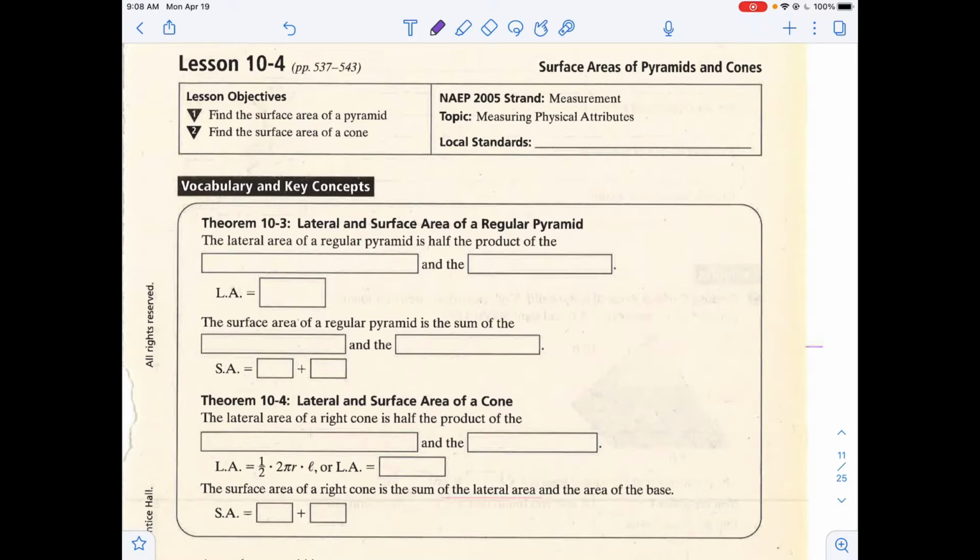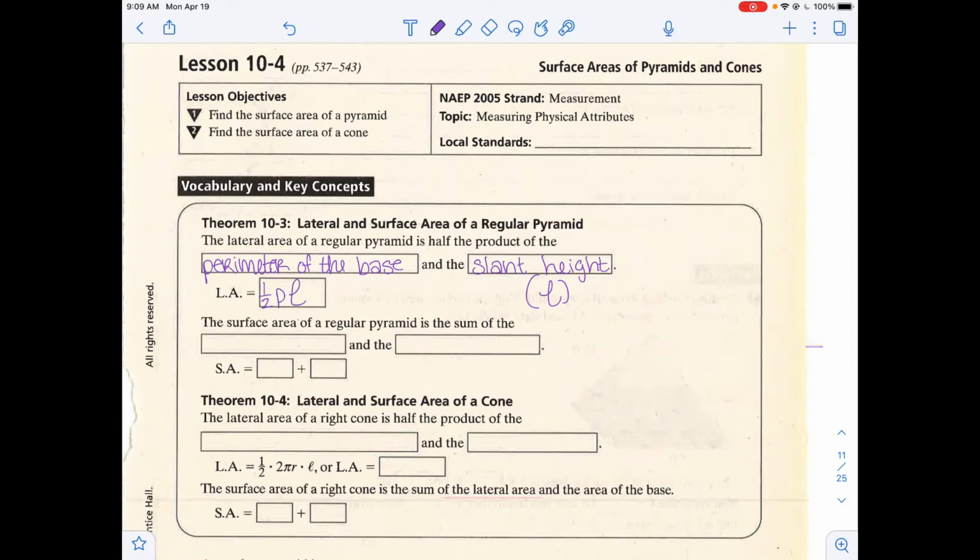So the lateral area of a regular pyramid is half the product of the perimeter of the base and the slant height, which they usually use like a cursive L to show slant height. So lateral area is 1/2 perimeter of the base times the slant height.